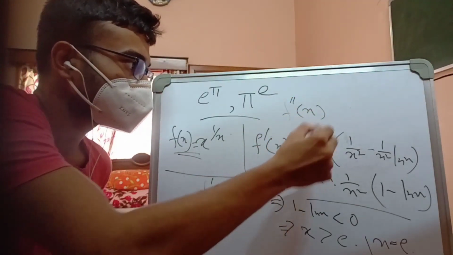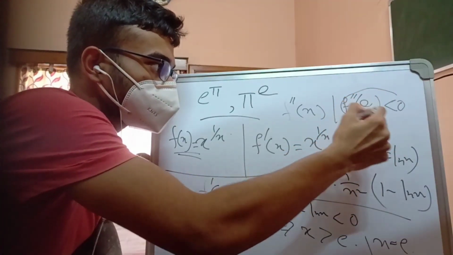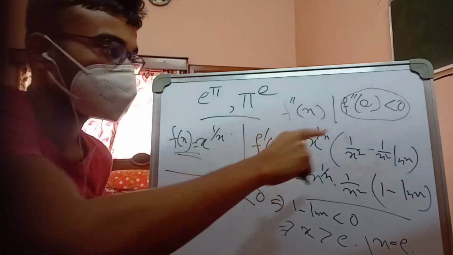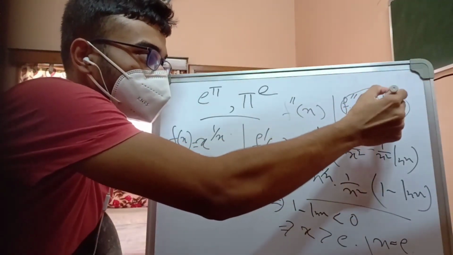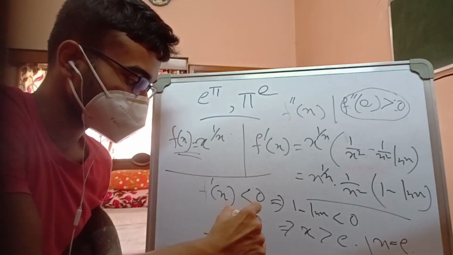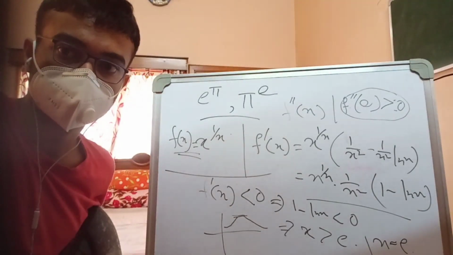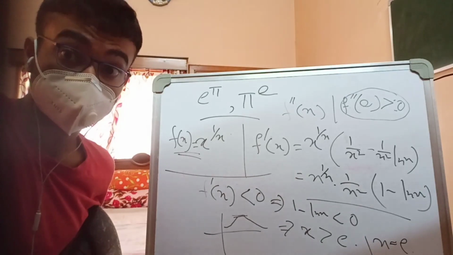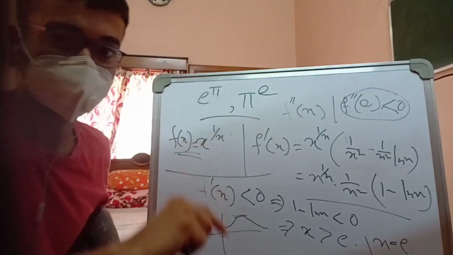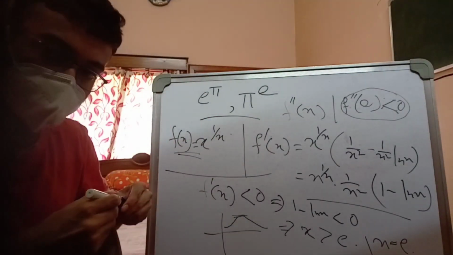You find f double dash x and you put in e, and you see this is less than 0. I'm sorry, I think it would be greater than 0, and you get a peak like that, a maximum. If it is less than 0, it would be a minimum, I think. I'm sorry, it is a maximum, so it is less than 0. Whatever, okay. But I am not showing you that.